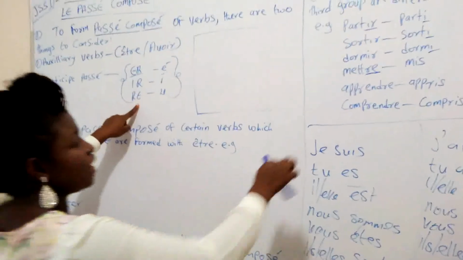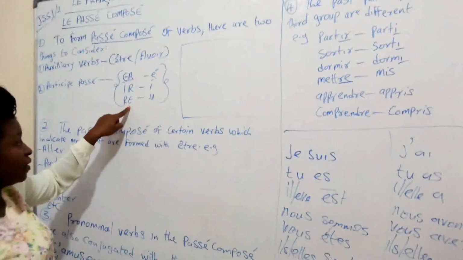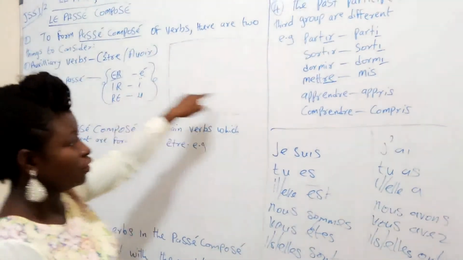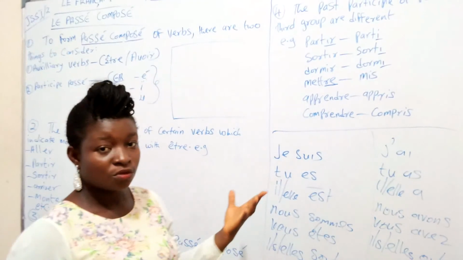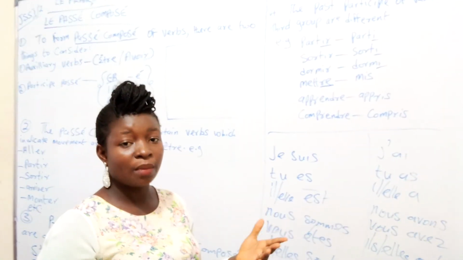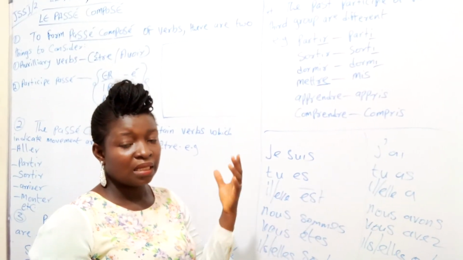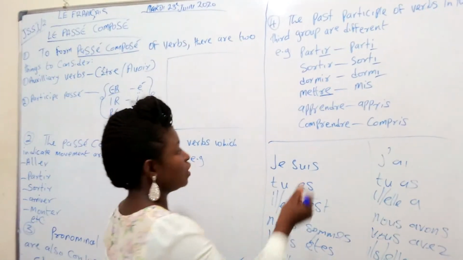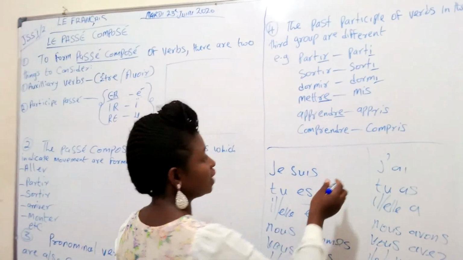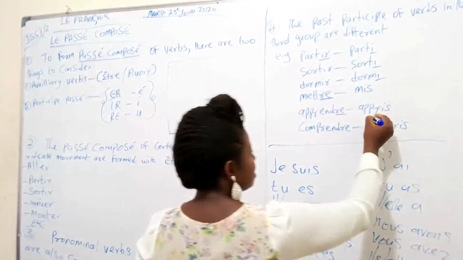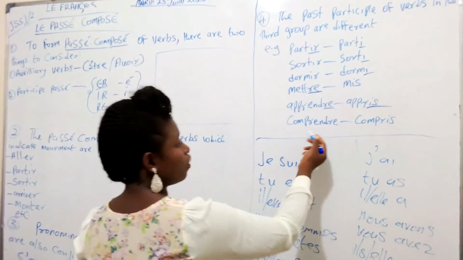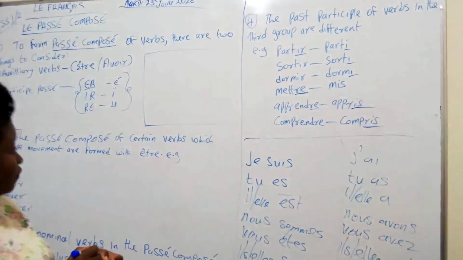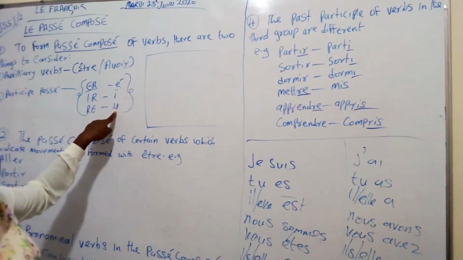Since the verb mettre ends in re, it's supposed to be u as the participe passé, but look at the participe passé now. So you have to memorize those verbs in the third group that have different participe passé. You see apprendre ends in re, but see the participe passé. We have comprendre, we have a different one here instead of following the normal rule like this.